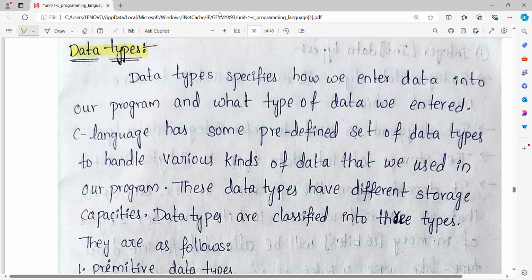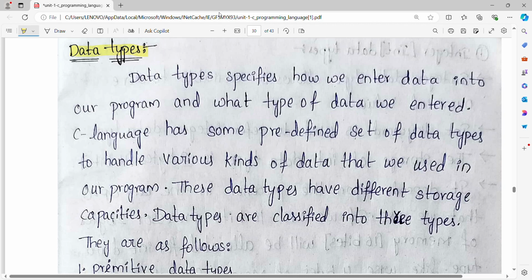Numerical numbers are like your marks: 19, 18, 20, 35, 78. These are called numerical numbers. They are round values and don't have any decimal part. And characters are like your name. A name is called a string because it is a group of characters. A group of characters is called a string. So these are the different data types we have in C language.